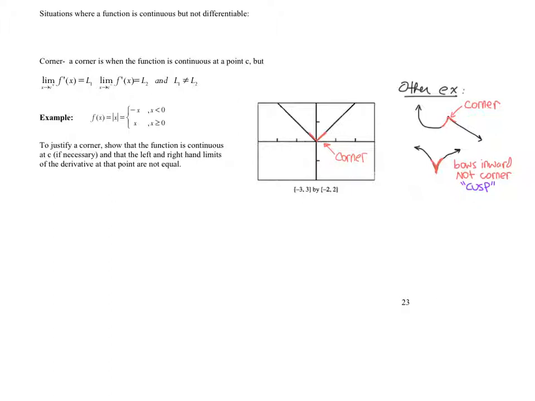Okay, so anyway, justify a corner, show the function is continuous at c if necessary, meaning if you have a function that's obviously continuous everywhere, then it's not something that you would need to show. Like if you're looking at a parabola, it's common knowledge that it's everywhere continuous, so you would not need to use limits to justify its continuity.